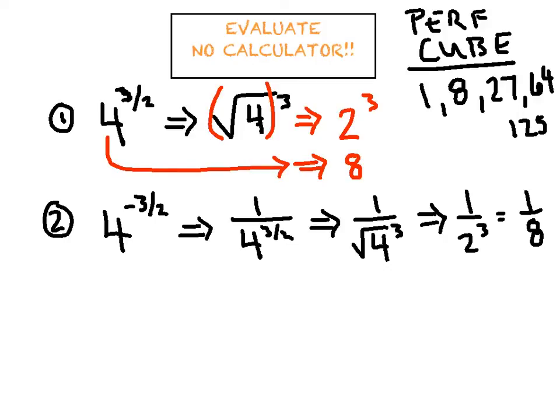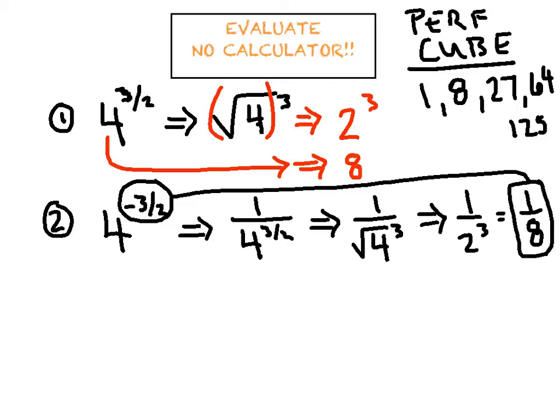Here's a note. I can't stress this enough. Just because your exponent's negative, it doesn't mean that you're going to get a negative answer. It actually means that you're probably going to get a fractional answer. And notice our answer certainly was not negative.